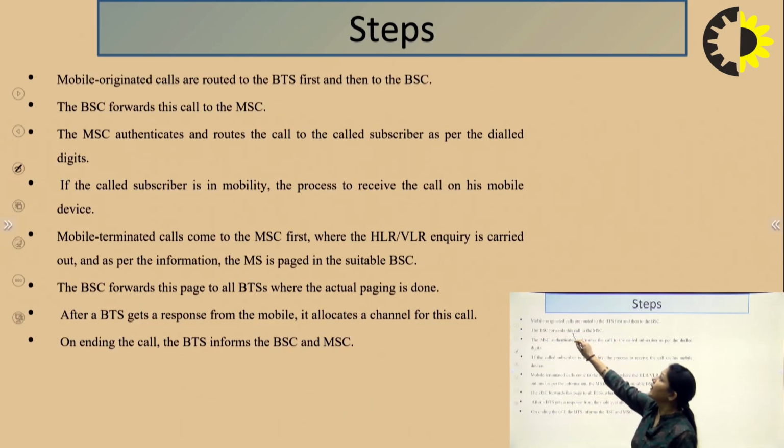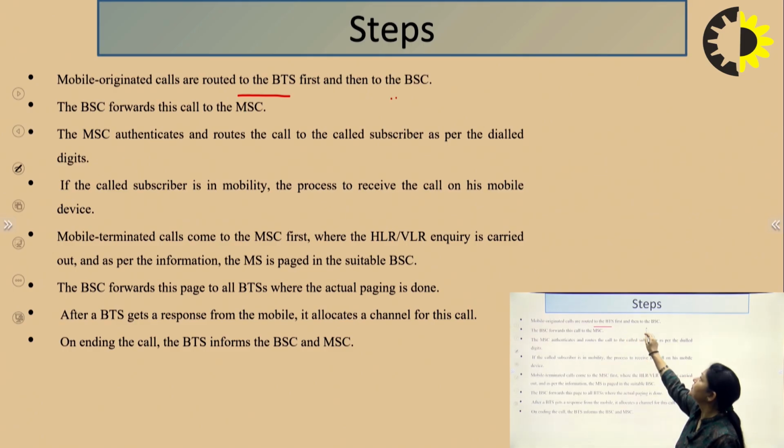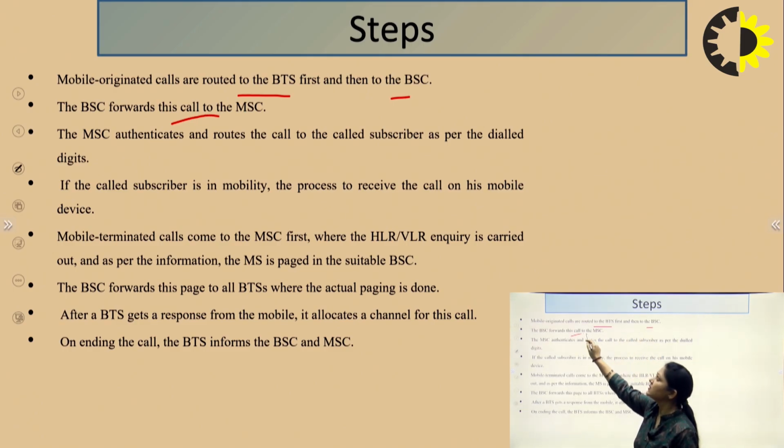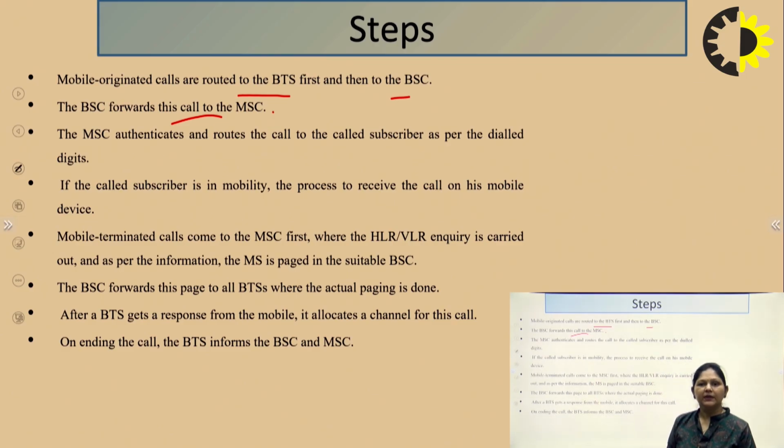Next up, mobile originating calls are routed to the BTS first and then to the BSC. The BSC forwards this call to the MSC. The MSC authenticates. Now, what do we mean by authentication here? Authentication means the MSC checks the authenticity of the number from which the mobile station is calling.